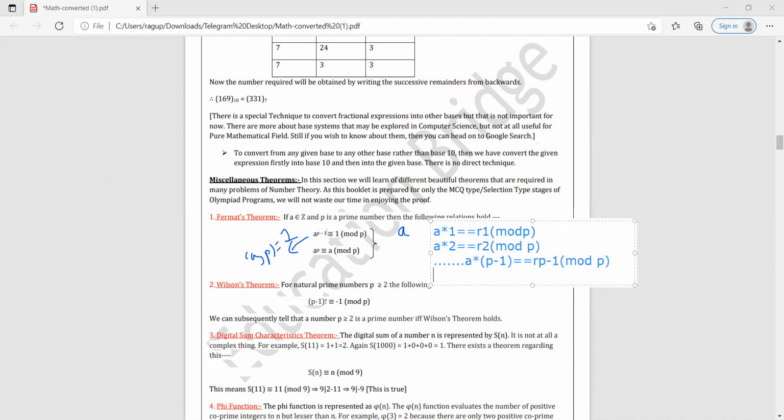And if you notice, these r1, r2, up to rp minus 1 cannot be equal to p. Why can it not be 0? Because p minus 1, p minus 2, and all these are not divisible by p, and we know that a is co-prime to p.